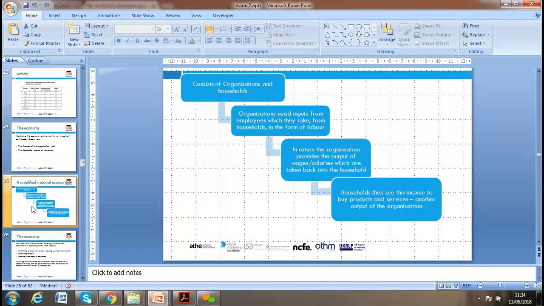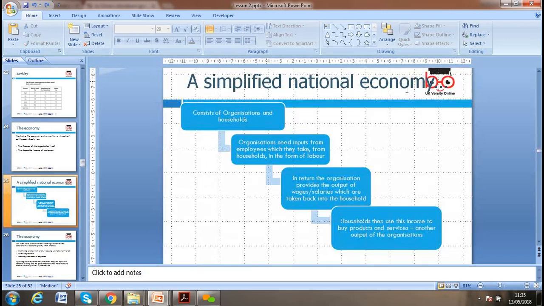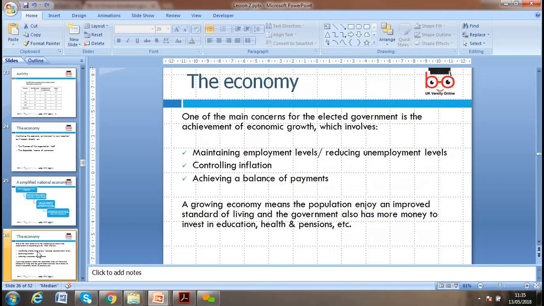Next we're looking at the economic environment. When looking at the national economy, a simplified national economy consists of the organization and the household. The organization needs inputs supplied by employees, which it takes from the household, and in return the organization provides output and wages, and the household then uses the income to buy the product.